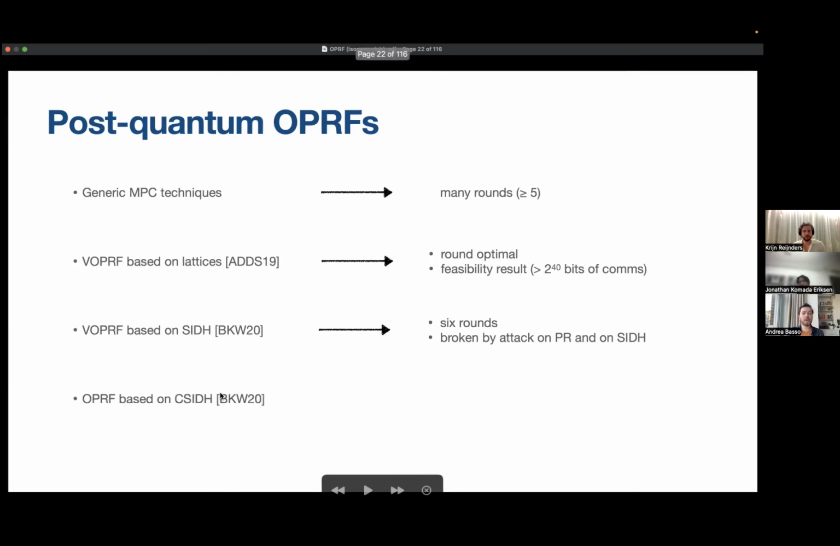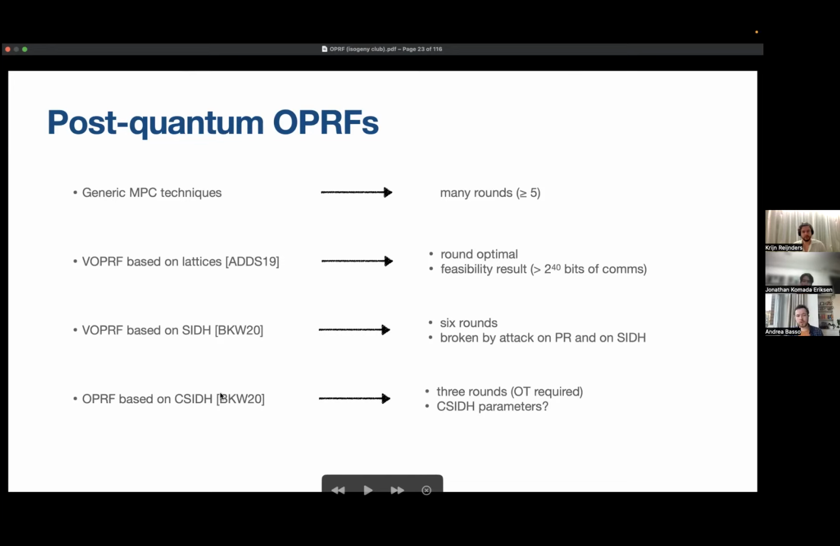In the same paper, the authors also proposed a second OPRF based on CSIDH that has a very different structure than the sort of Diffie-Hellman based one. This is unfortunately not verifiable, and it has 3 rounds of communication because it uses an oblivious transfer as a subroutine. So while this has fewer rounds than a generic MPC-based one, it is still not round optimal.